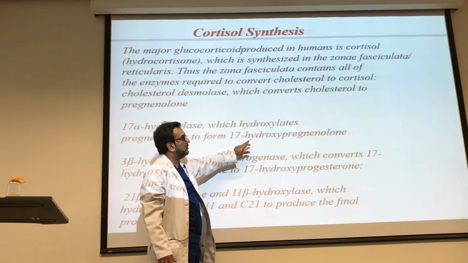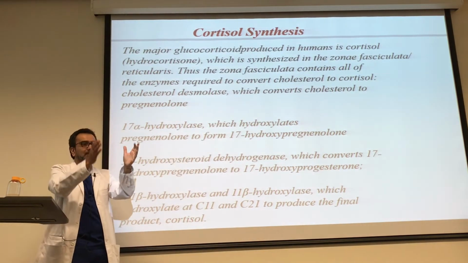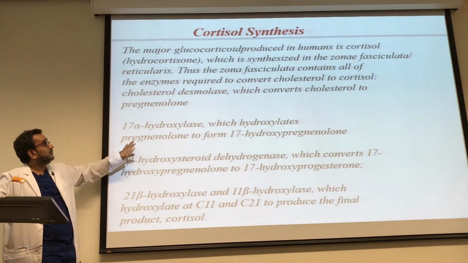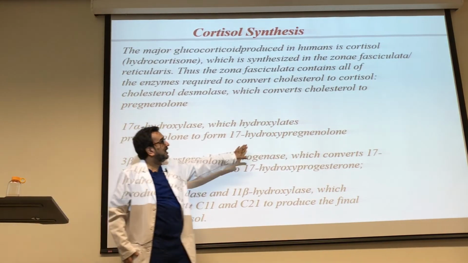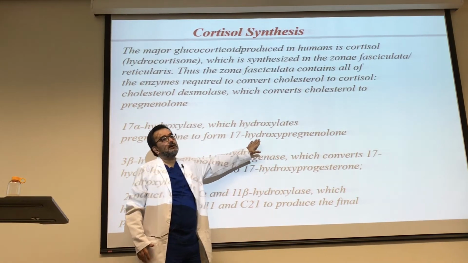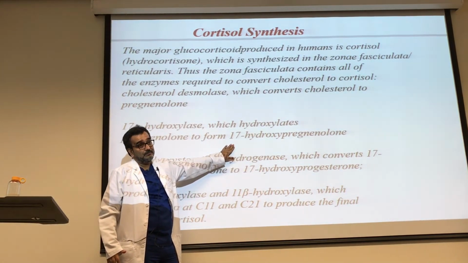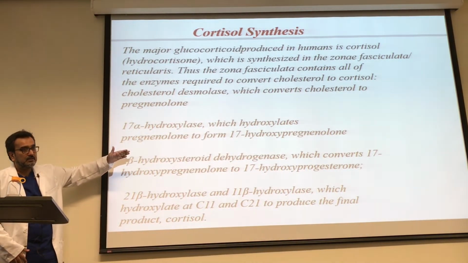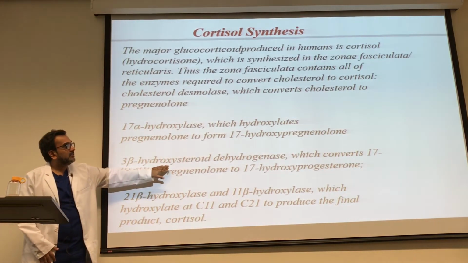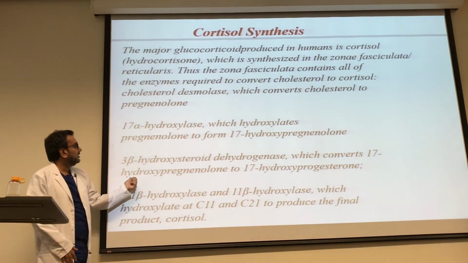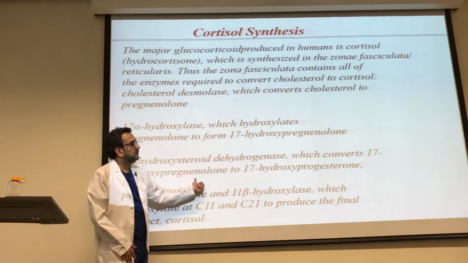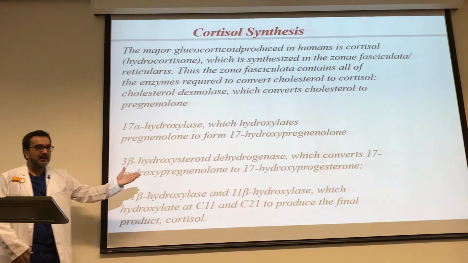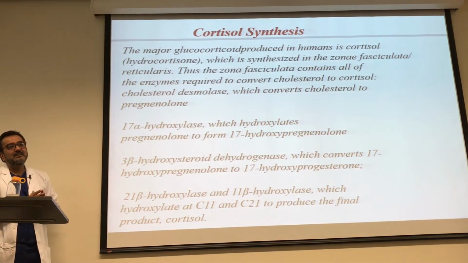17-hydroxypregnenolone. So once you have pregnenolone formed from cholesterol, then you need an enzyme which is called 17-alpha hydroxylase, which converts pregnenolone to 17-hydroxypregnenolone, or it may also convert it into progesterone. Once you have 17-hydroxypregnenolone formed, 3-beta hydroxysteroid dehydrogenase converts 17-hydroxypregnenolone to 17-hydroxyprogesterone. And once you have 17-hydroxyprogesterone formed, then you need two enzymes.